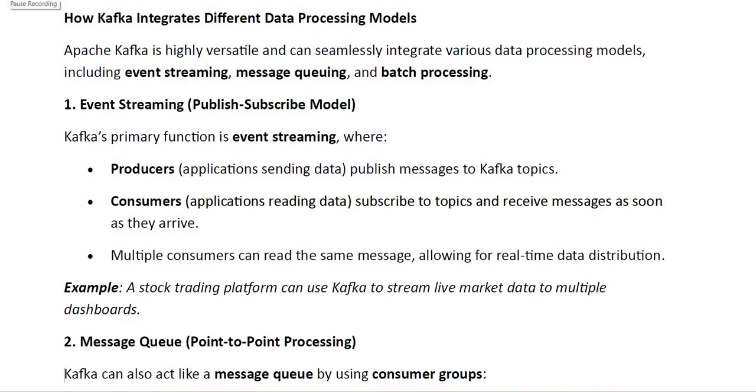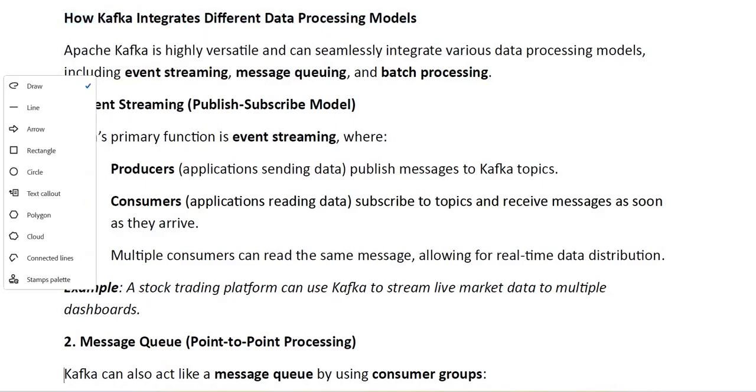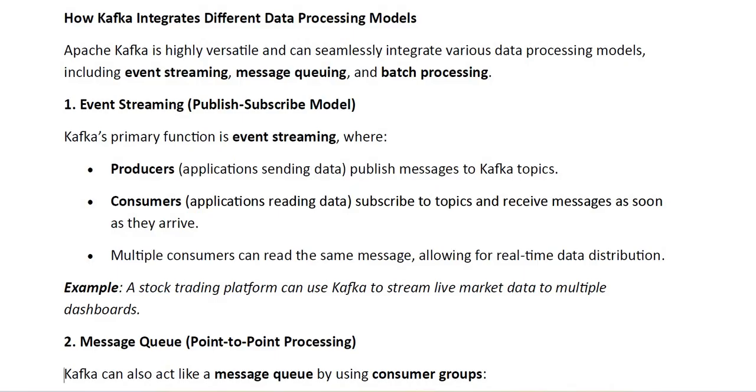Now, we are in our Apache Kafka series. In today's session, I would like to tell you how Kafka integrates different kinds of processing models. Normally, there are three different kinds of data processing models. Those are event streaming, which is the main default activity of Kafka, message queuing, and batch processing. The very first one is event streaming.